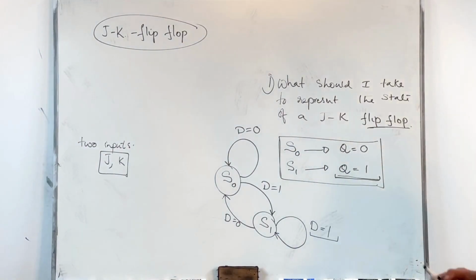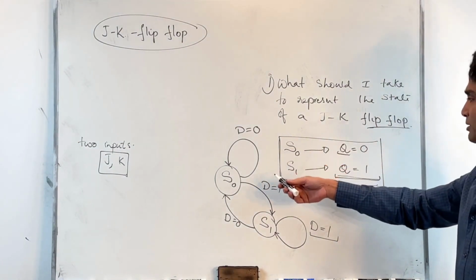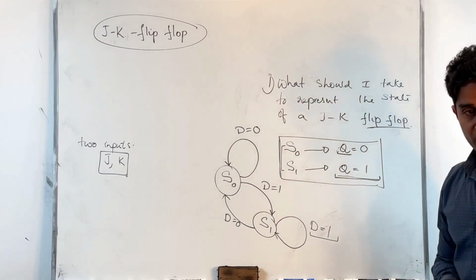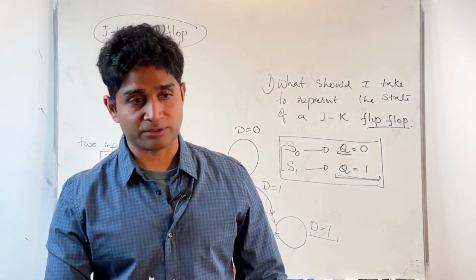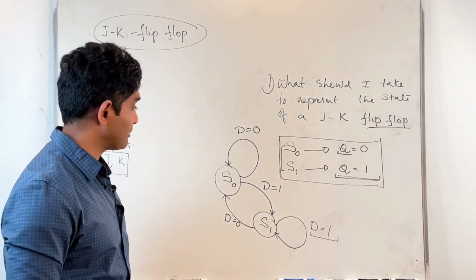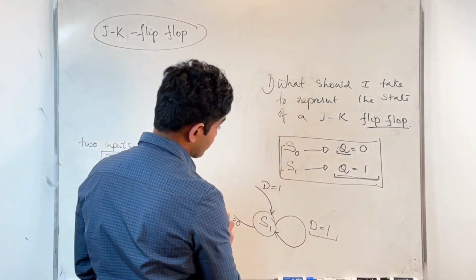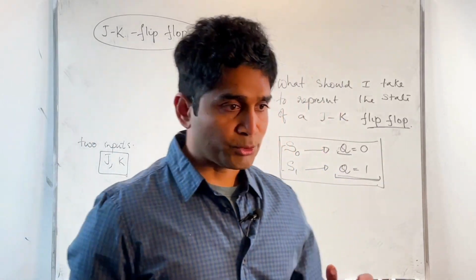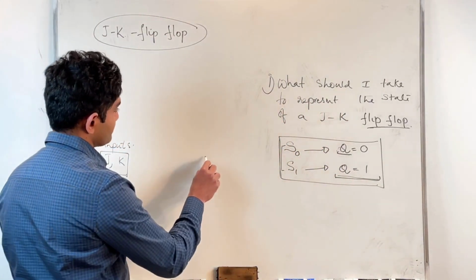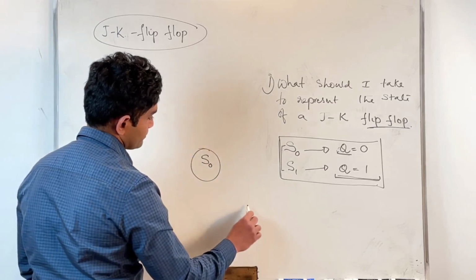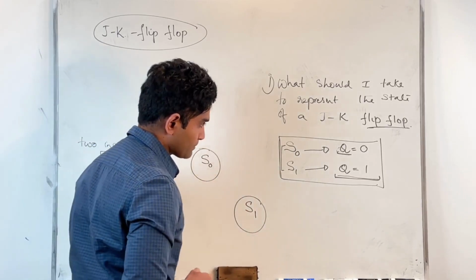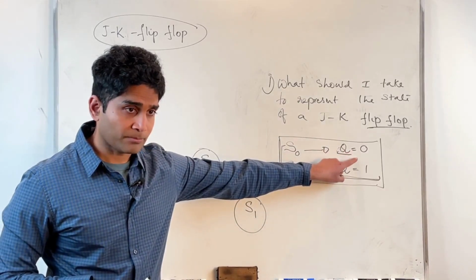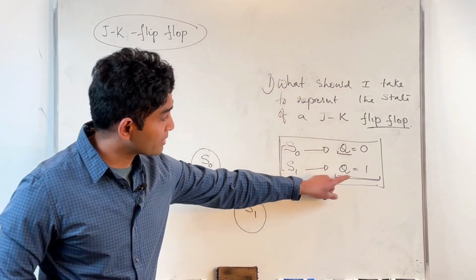Again, for a JK flip-flop, I have one output. I can still consider S0 and S1 as my states based on the outputs of the JK flip-flop. The output of a JK flip-flop can exist in either 0 or 1 state. So I can still go with the same logic. But the only difference here is I have two inputs, unlike a D flip-flop, where I only had one input. I have two states, S0 and S1. S0 corresponds to a state where the output of a JK flip-flop is 0. S1 corresponds to a state when the output is 1.